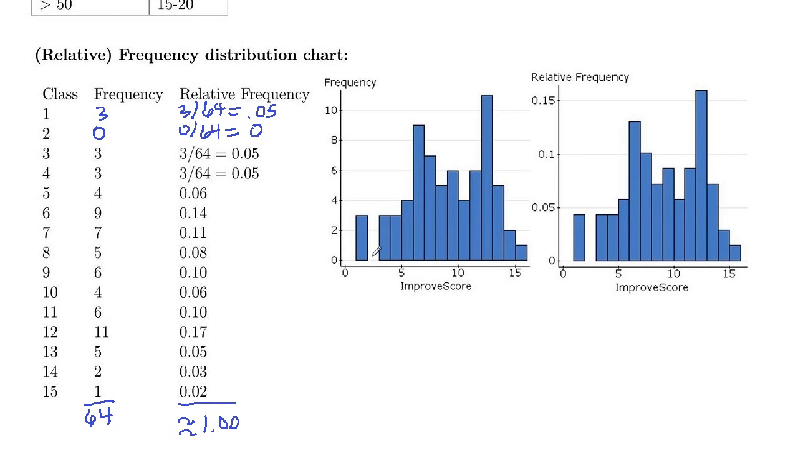No 2s, so there's no bar there. 3s and 4s had frequency 3. So 3s and 4s here up to height 3. 5s, there was 4 5s. So on 5, we're up here to height 4, and so on for the rest of the data. So these are the frequencies of all of the data values. And then this is the same thing, except we're looking at the relative frequency. So instead of graphing these values, which are graphed here, we graph the proportions here. So notice that these two graphs have the same shape.